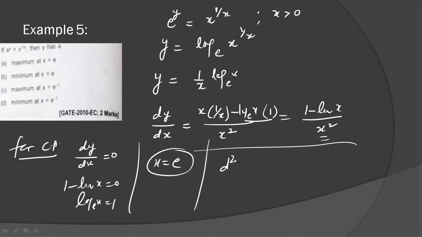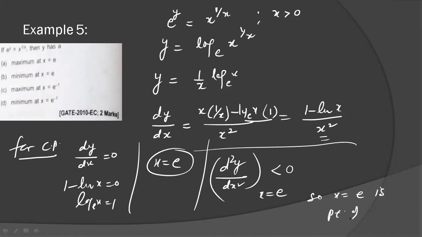Now you find the second derivative. And you can check the second derivative at x equal to e. You can check that it is negative. I am giving you a homework. So x equal to e is a point of maximum.